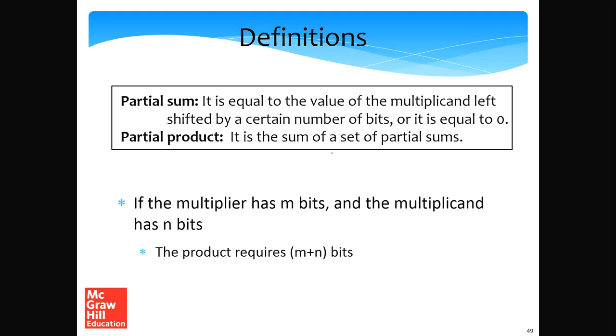Alright. We also know that if the multiplier has m bits and the multiplicand has n bits, the maximum size of the product will be, let's see. With m bits, assuming that it's an unsigned number, the largest number that we can represent is 2 to the power m minus 1. Similarly, the largest number that we can represent with n bits is 2 raised to the power n minus 1, and the product is strictly less than 2 raised to the power m plus n. So the product requires m plus n bits.